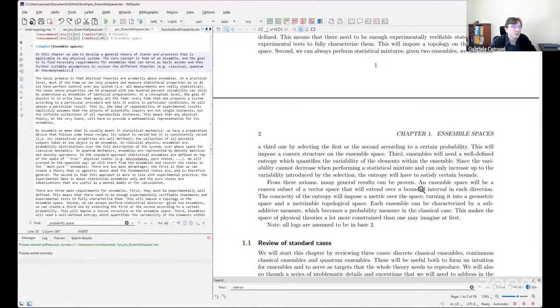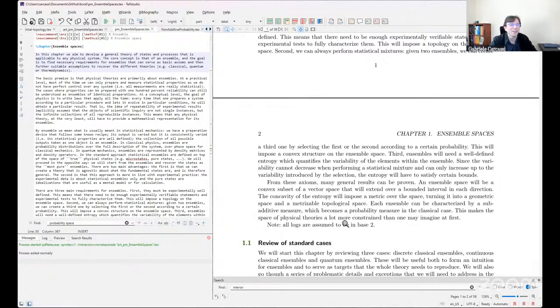An ensemble space will be a convex subset of a vector space that will extend over a bounded interval in each direction. The concavity of the entropy will impose a metric over the space, turning it into a geometric space and a metrizable topological space. Each ensemble can be characterized by a subadditive measure, which becomes a probability measure in the classical case. And this makes the physical theory a lot more constrained than one might imagine at first. So that's basically the goal of these things.